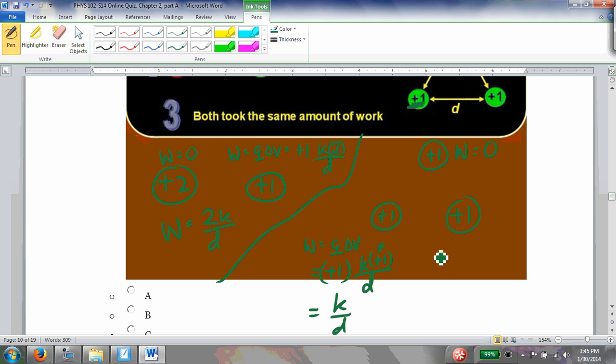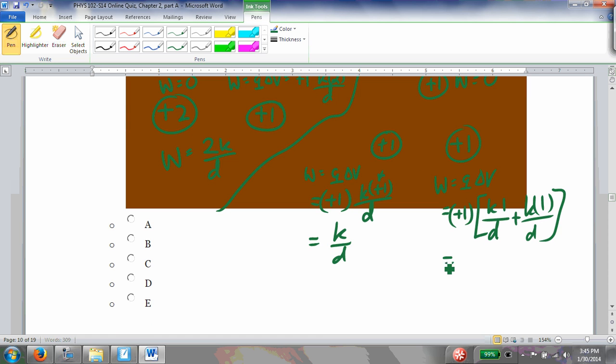Now let's bring in this third charge, and it's going to be Q delta V, like we had before. That's +1 times the potential due to these two charges. So that's K times 1 over D plus K times 1 over D. That's the potential due to those two charges, and that's 2K over D. So the total work here is 3K over D. Notice I had 2K over D over here.